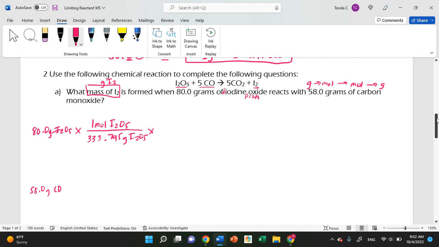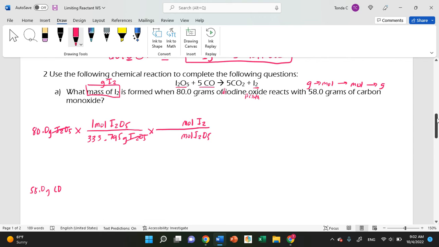Then this allows us to cancel out the grams. We need to get rid of moles. So to go from moles to moles, we're going to use our mole ratio. It's called a mole ratio because a ratio is a division of moles over moles. Here, to cancel out moles of I2O5, we're going to put that on the bottom. And then we're trying to get to moles of I2 because that's the compound we want.